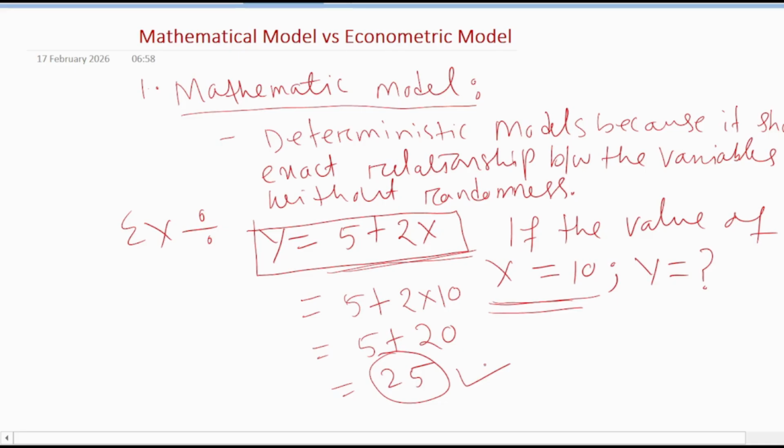So this shows the exact value of y when the value of x is given. So there will be no randomness, no different value. For one value of x, there will be only one value of y. But if we'll compare this with a econometric model, it will be little different. Now we'll discuss the second model, which is called as the econometric model.